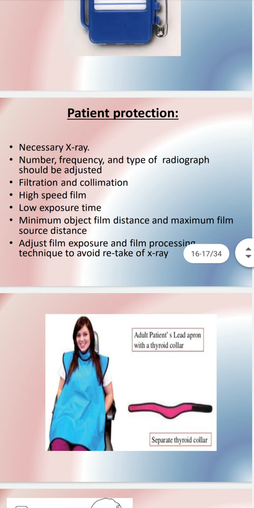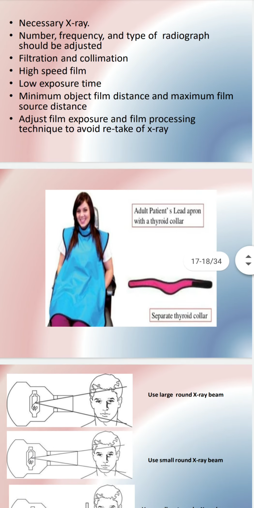Patient protection. Necessary X-ray: the number, frequency, and type of radiograph should be adjusted. Filtration and collimation. High-speed film. Low exposure time. Minimum object-film distance and maximum film-source distance. Adjust film exposure and film processing technique to avoid retake of X-ray. This is the lead apron and thyroid collar.